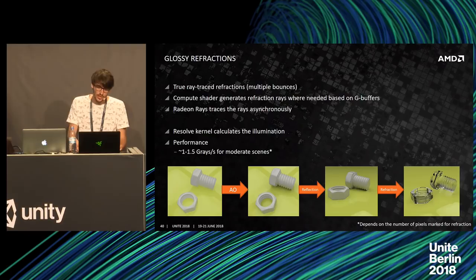And finally, you can add refractions. Again, multiple bounces, true ray-traced refractions. This time we see higher performance, about three times the performance, 1 to 1.5 billion rays per second, and that's because refraction rays are a lot more coherent than all the others.